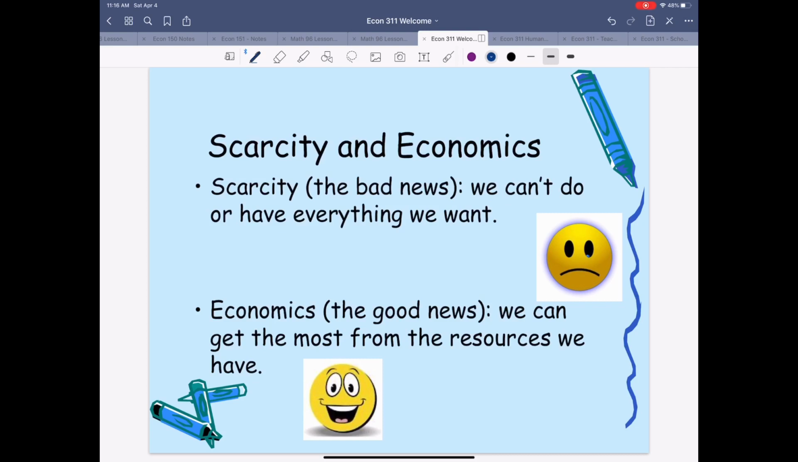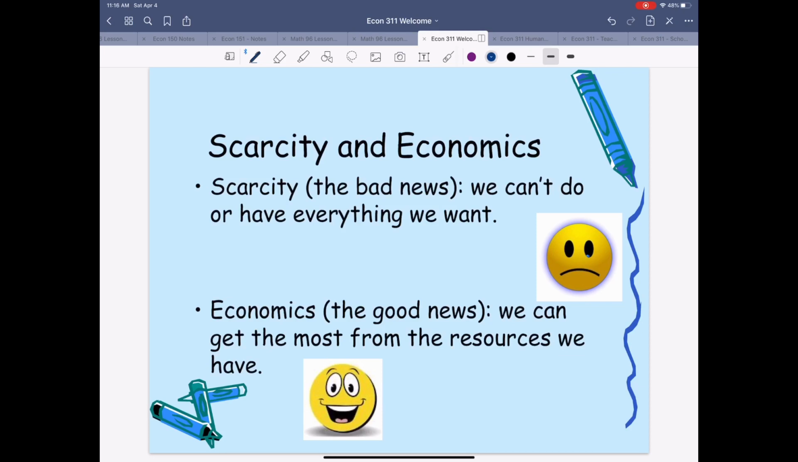Scarcity, just a recap here, means that we can't have everything we want. And so that's the bad part. And we know that we live in a world of scarcity. Everybody is aware of this. Every student we're going to have knows this. We know this in our own lives. What we want to share with our students is the good news, which is that through economic reasoning, we can make decisions that allow us to get the most from the resources we have.